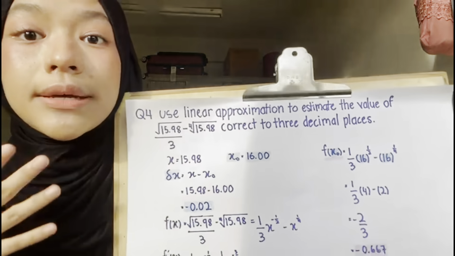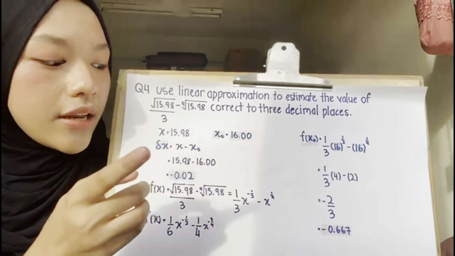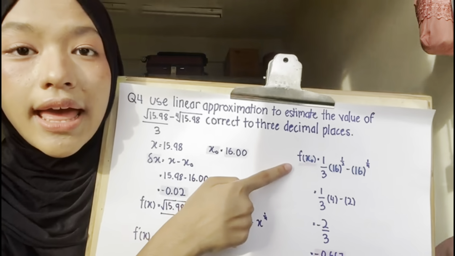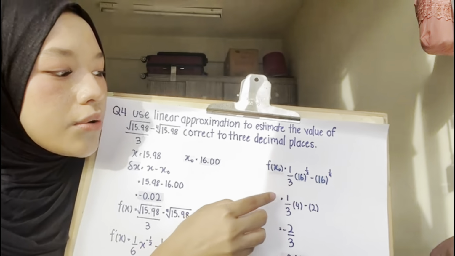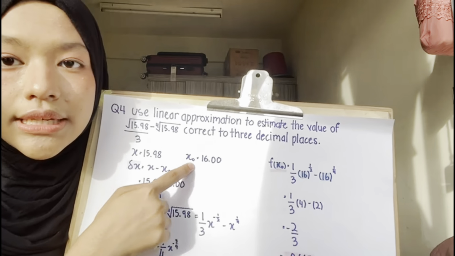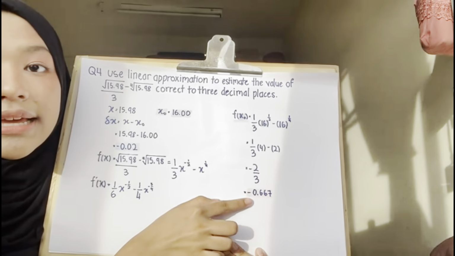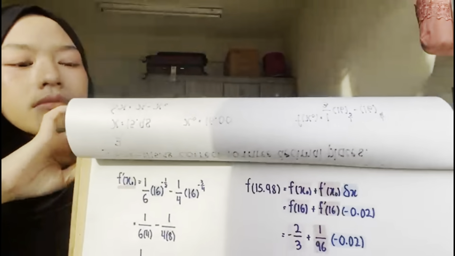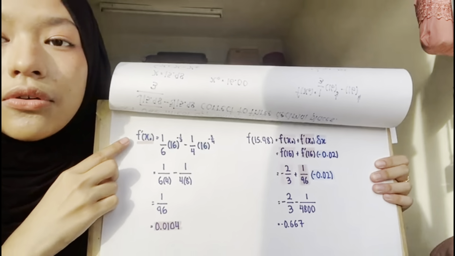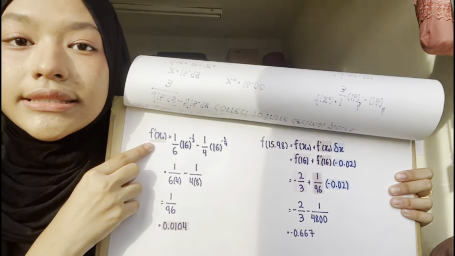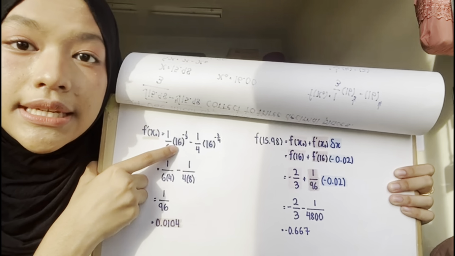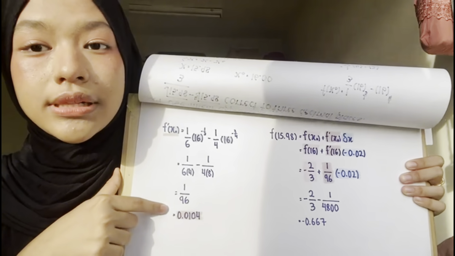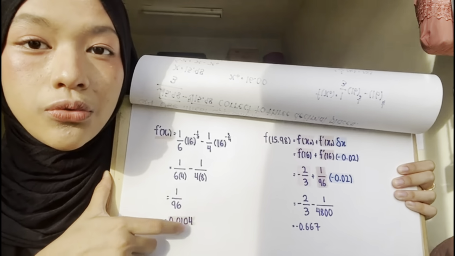Now, we need to substitute our x naught inside of f x and also f prime x. For f x naught, we substitute our x naught, which is 16, and we will get negative 0.667. Now, for f prime x naught, same here, we substitute the 16 inside of our f prime x, and we will get 0.0104.